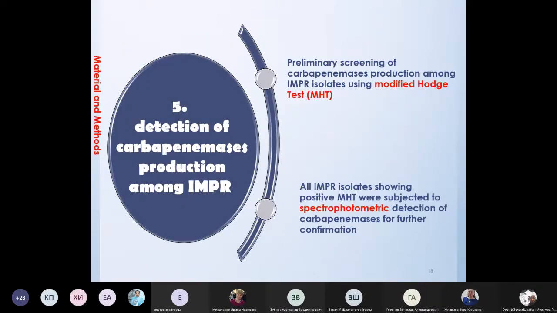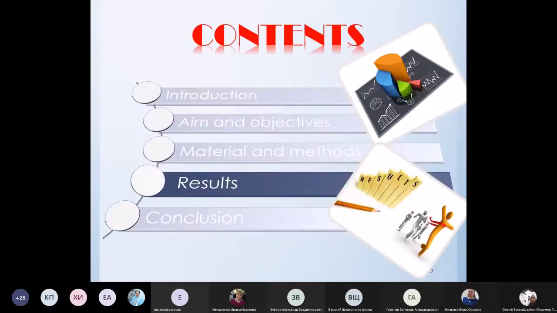And after that, we detected carbapenemase production among imipenem-resistant isolates by the modified Hodge test. All of these tests will be explained later in the results. Okay, the modified Hodge test and the spectrophotometric detection of carbapenemases for further confirmation.